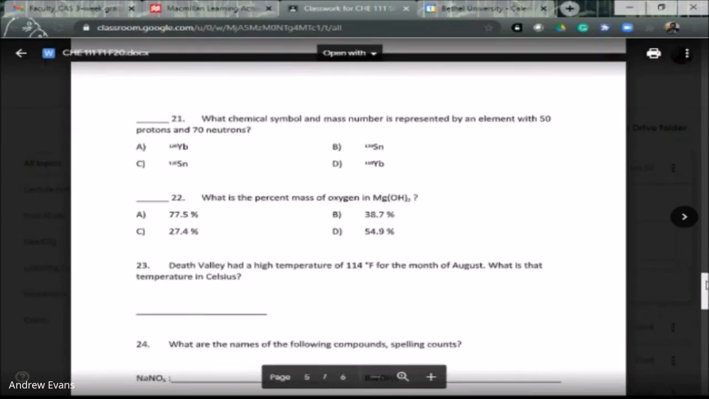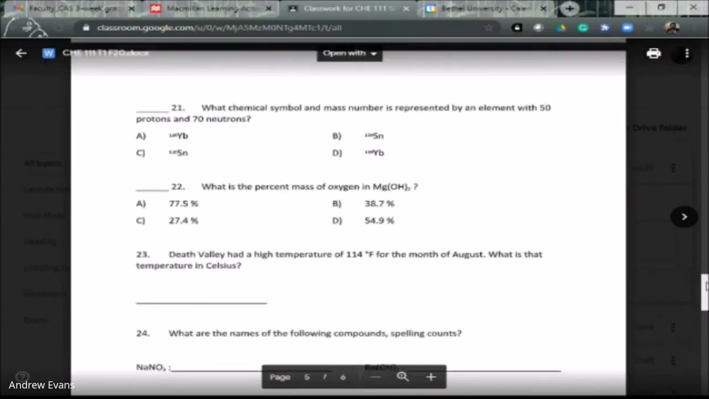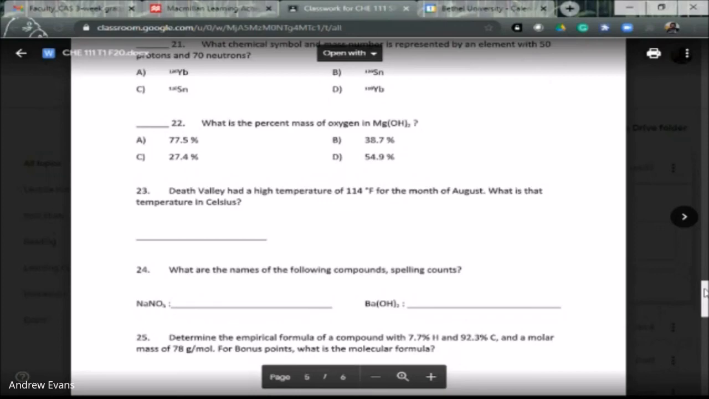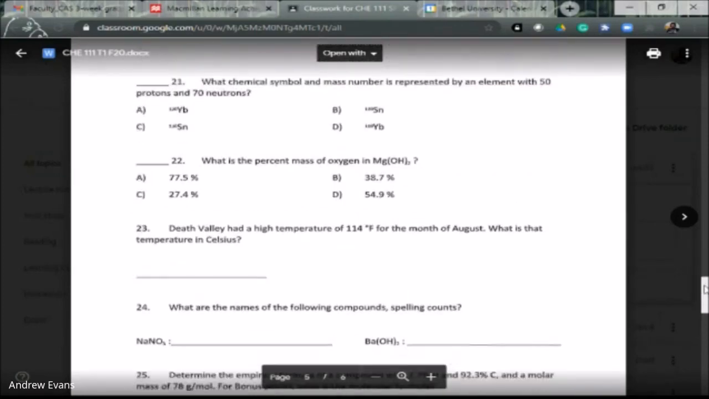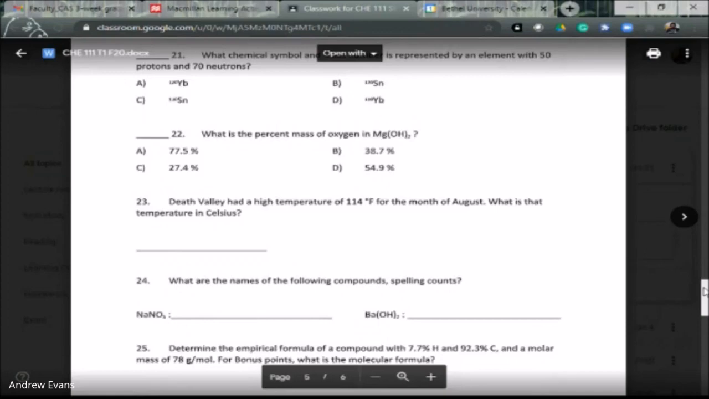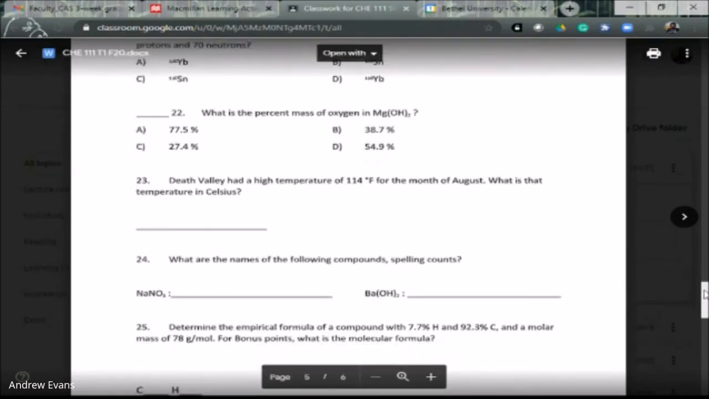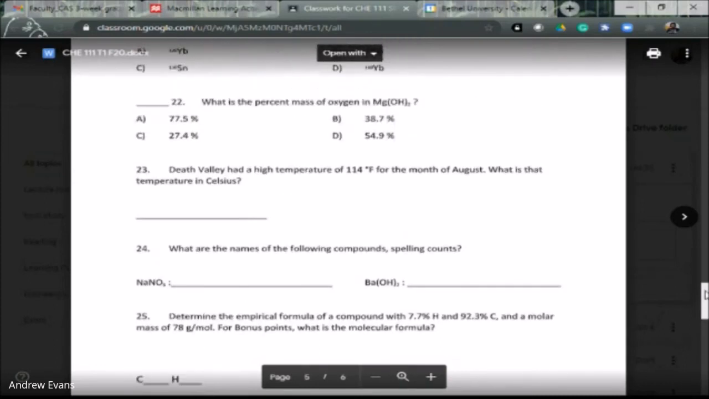Let's see, Death Valley, blah, blah, blah. I'm going to skip 23. Okay. We'll do 20. Oh, God, how are we doing? We can do 22 and 25 real quick.